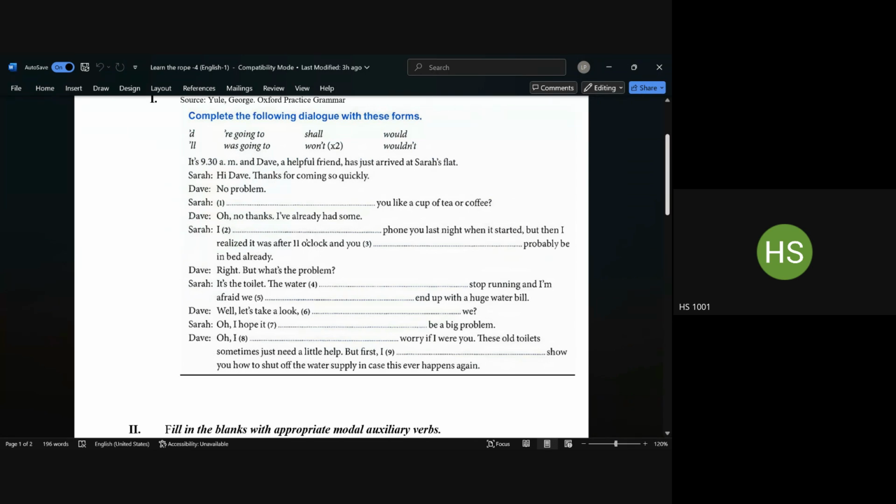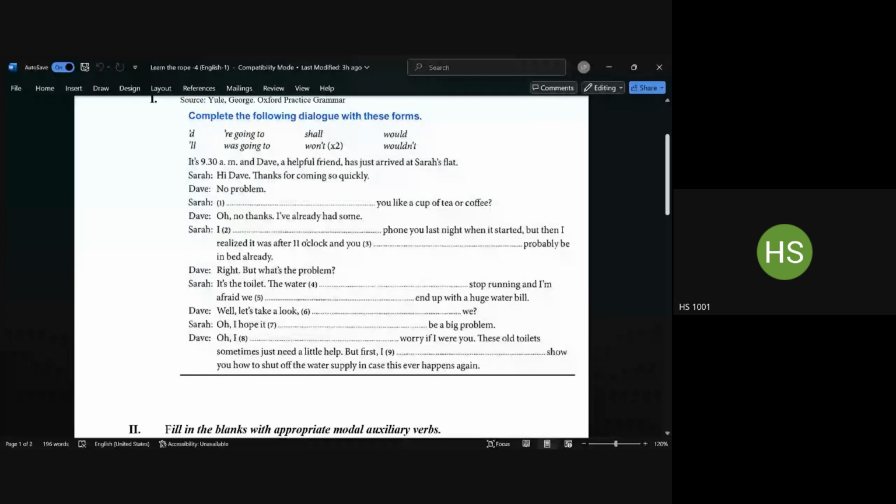Dave: Oh, I wouldn't worry if I were you. So look at this. Now here, what have we used? Of course, it is used in the negative form, but which meaning of would have we used here? Core meaning, right? Hypothetical. I wouldn't worry if I were you. This is a straightforward hypothetical situation, so would is used in its core meaning here.